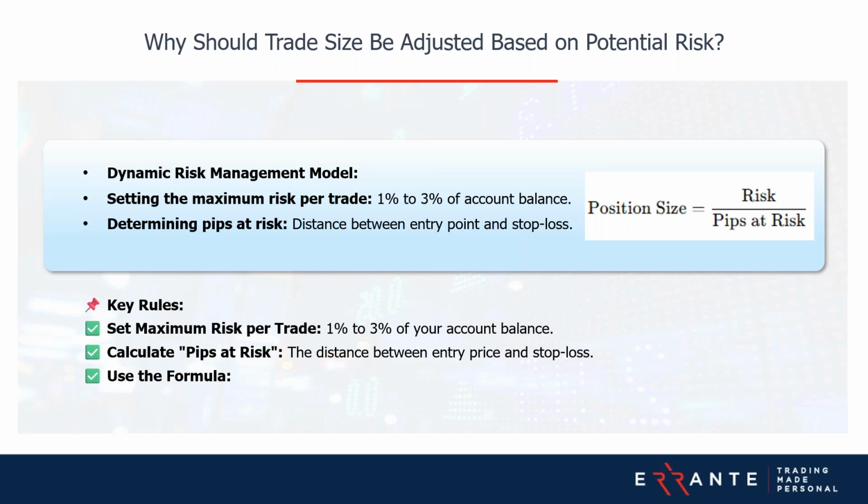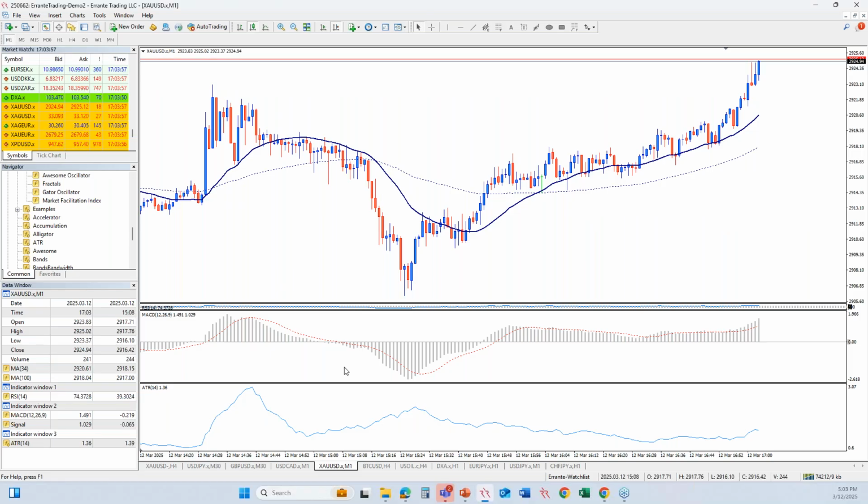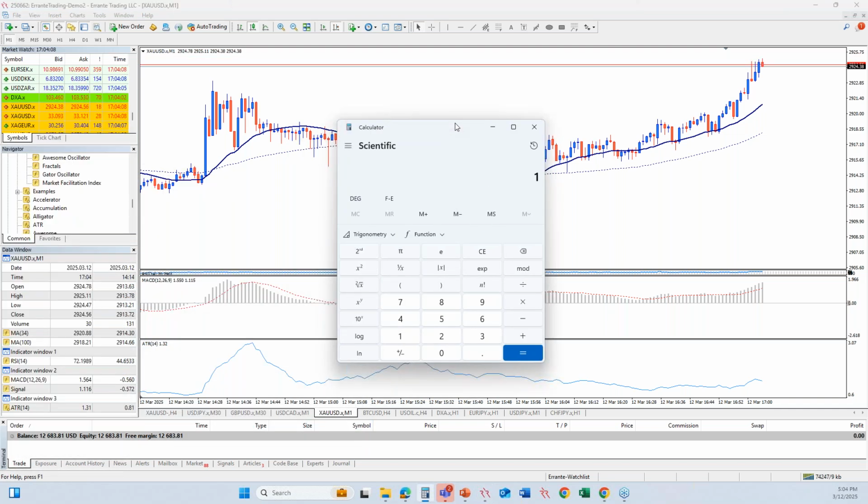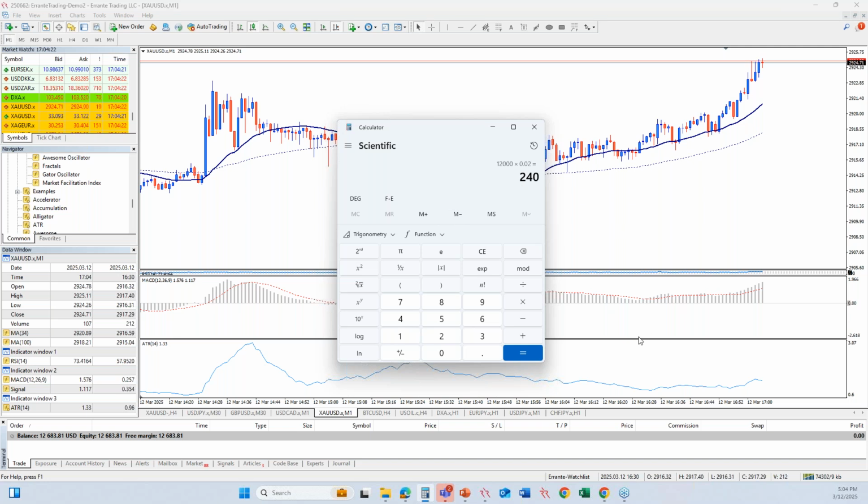And what is risk? Risk is the amount of capital you're willing to lose on the trade, which should not be more than 2 or 3% of your balance. What does it mean? It means, for example, if I look at my demo account, I have almost $12,000. So if I want to risk only 2% of that, it's really easy to calculate: 240. 240 is the maximum amount of money I'm going to lose in one trade. I'm not willing to lose more than 2%.